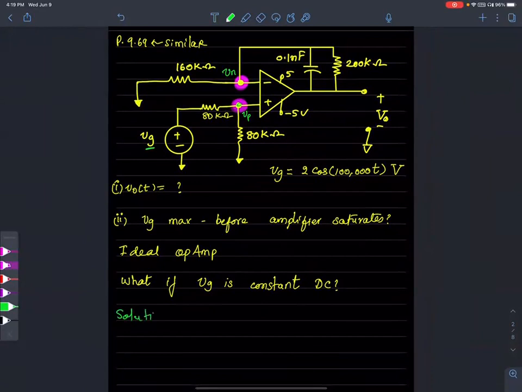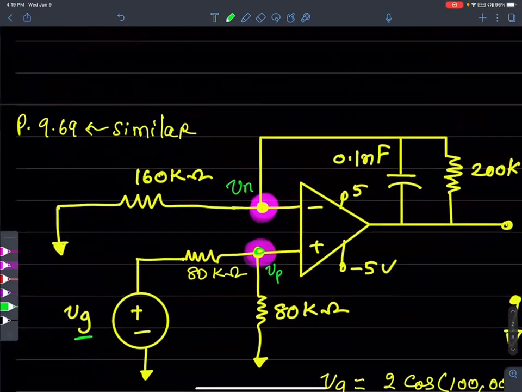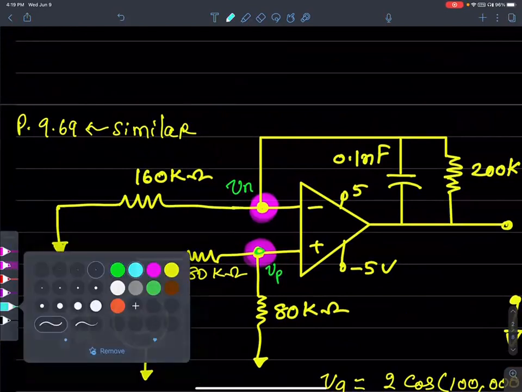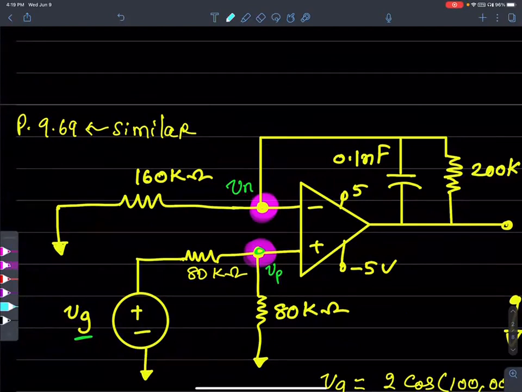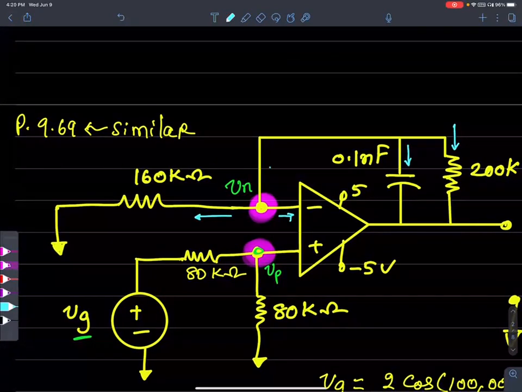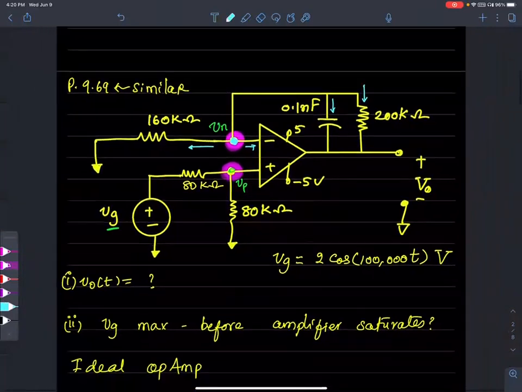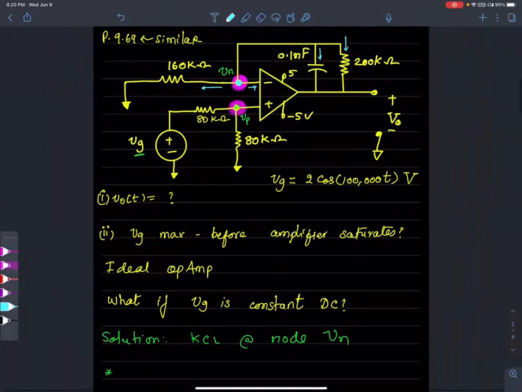So, solution. KCL at node Vn. How would you apply KCL at node Vn? What are the different components that factor into the equation at Vn? It seems there are four currents. There's one current going down this branch, there's another current going down this branch. So there are four currents leaving this node. KCL says if I add up all four currents, they should sum to zero.